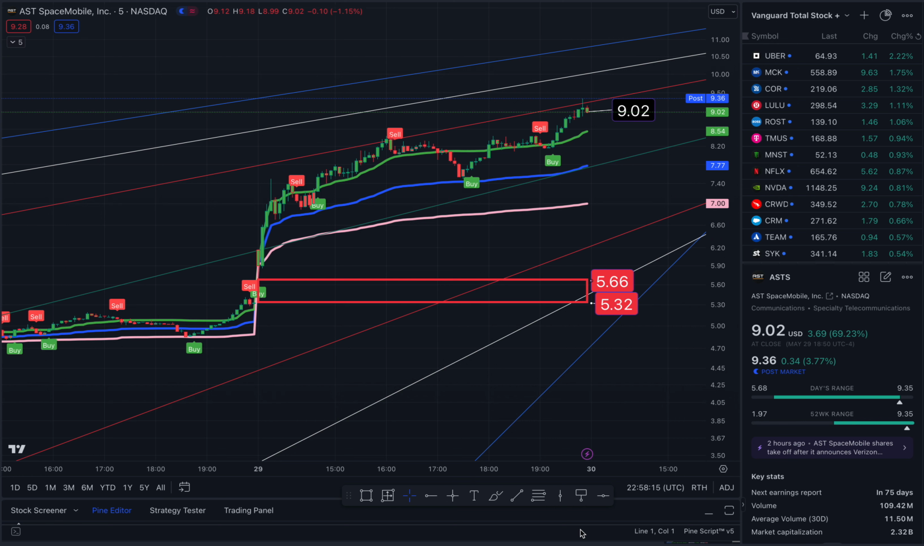I'm going to go over a couple tickers. First up is ASTS. You are looking at the chart on the 5-minute time frame. This is where we ended at 9:02, up more than 69%. Congratulations if you made some money off of this trade today. So this is where we ended.